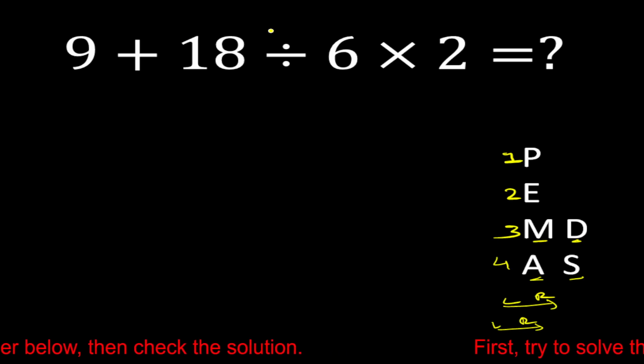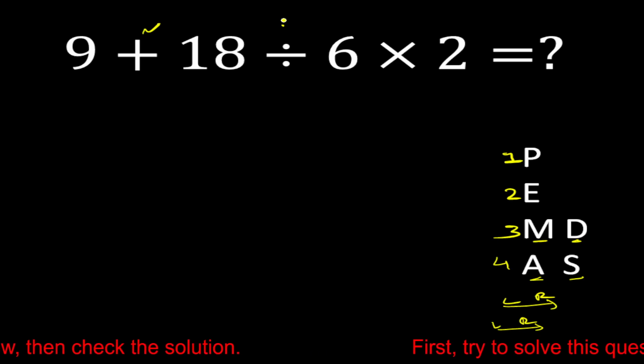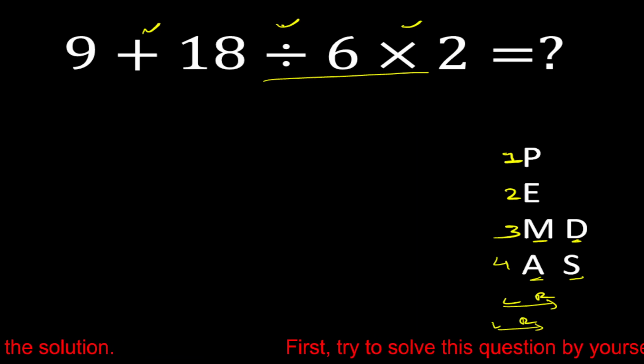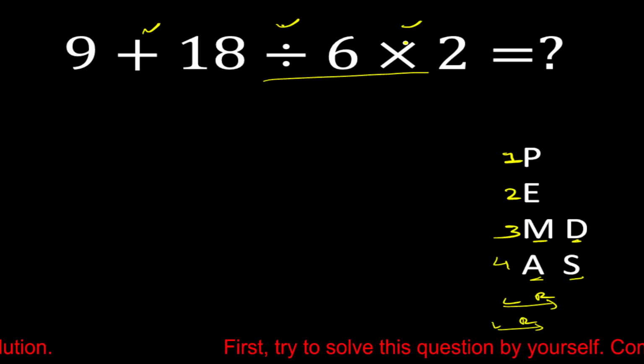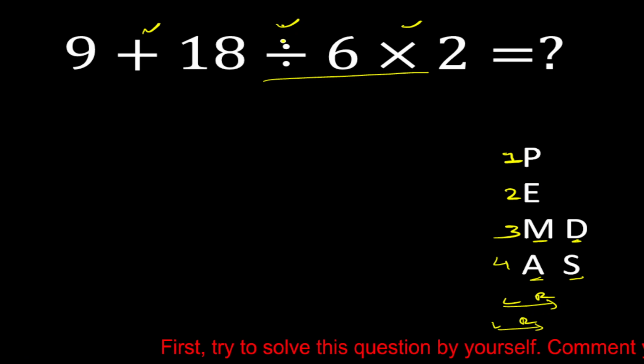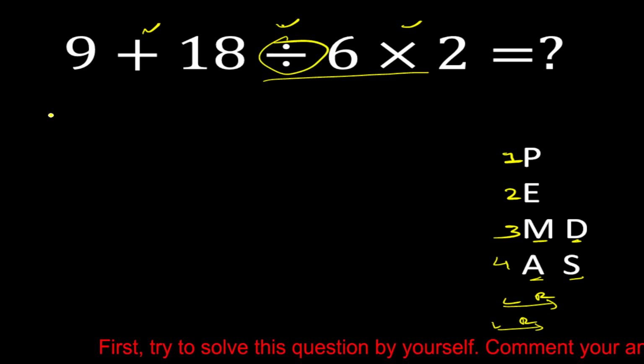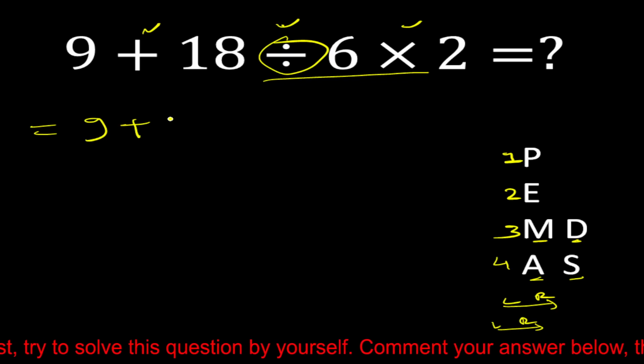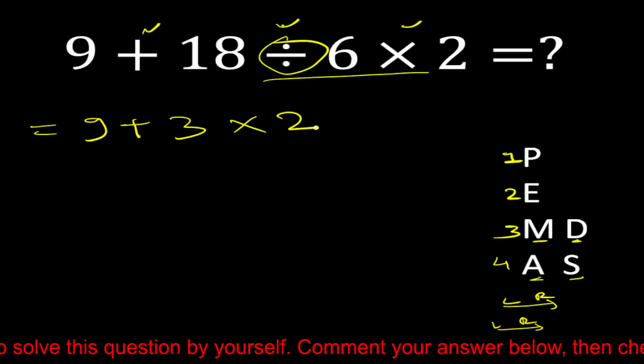Okay, so in this question we have one addition, one division, and one multiplication. So first we have to solve multiplication and division, and both have equal priority, so we have to solve it from left to right. So first we have to solve this division. Okay, is equal to 9 plus, now 18 divided by 6 is equal to 3 multiplied 2.